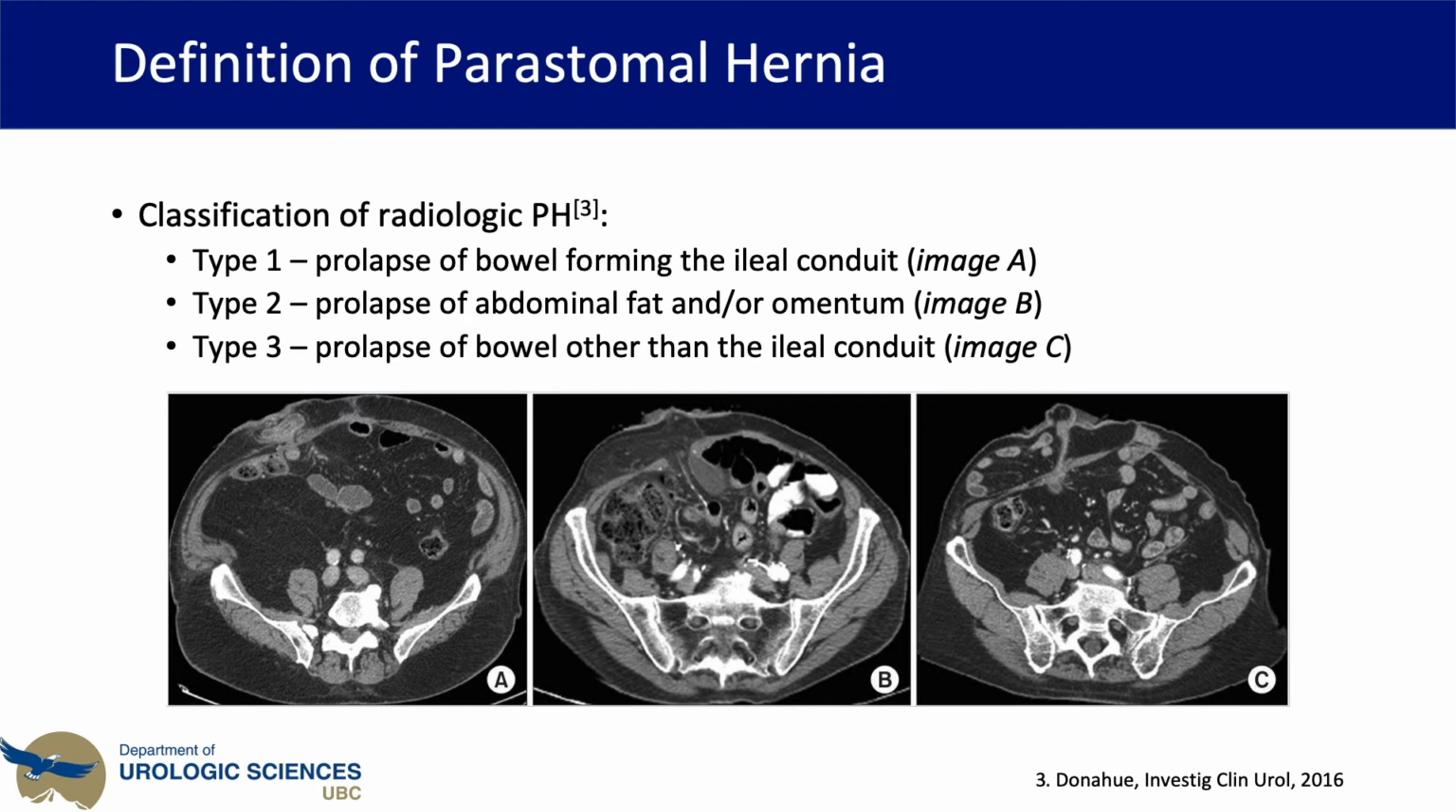Looking more at the radiologic definition, more of the papers recently, since Donahue in 2016 published this paper, have all been classifying hernias into three types. Type 1, we see on the left, being the least severe. This is with prolapse of bowel from the ileal conduit itself. Type 2 is when there's abdominal fat or omentum prolapsing through a fascial defect, as we can see in the middle image. And then type 3, the most severe, is when there's bowel prolapsing through the fascial defect that is not bowel from the ileal conduit, as seen on the right side.